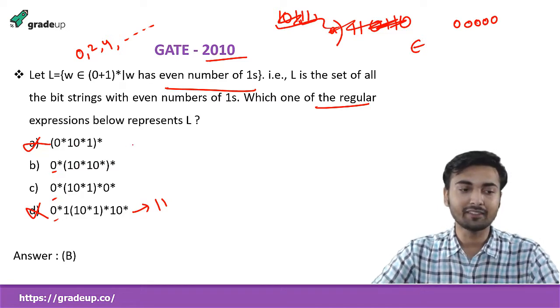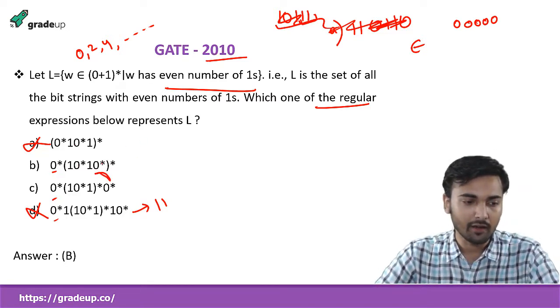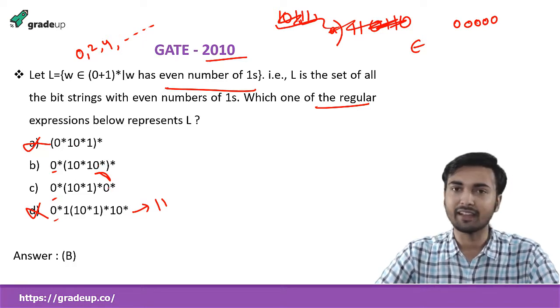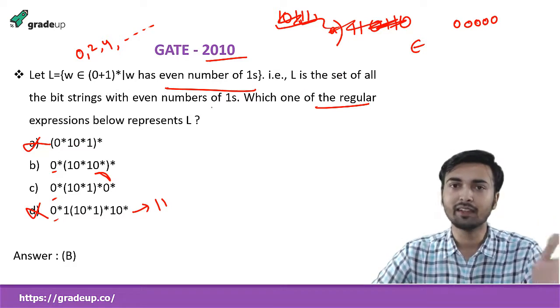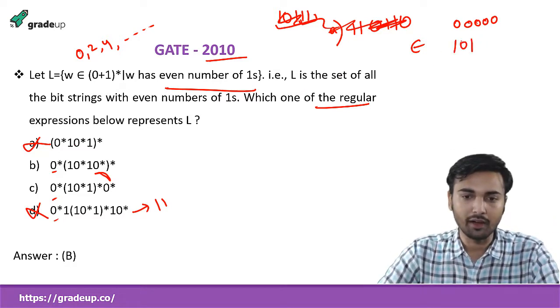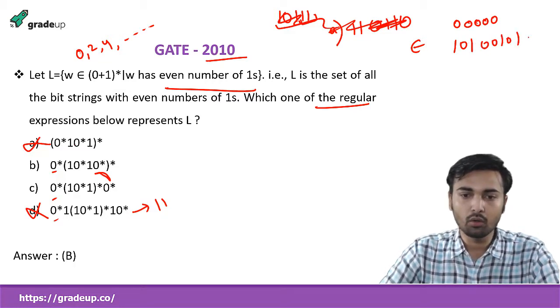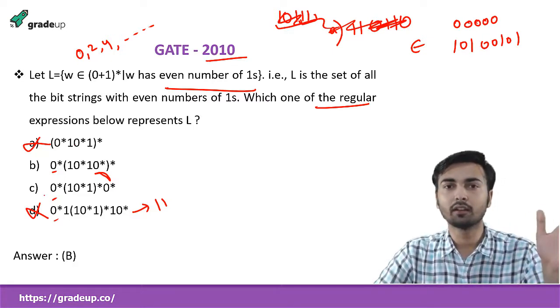Now, among B and C, what is the only difference between B and C? This 0 star: it is inside in one and outside in the other. Now take some example according to this and try. Suppose I say 1 0 1. Then suppose 0 0 1 0 1. Does this contain an even number of ones or not?